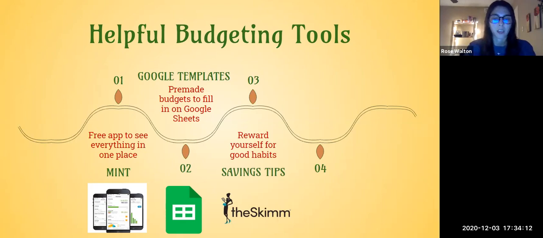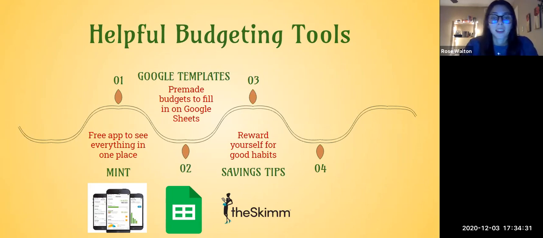And this is just an article from the Skim. It gives you some good savings tips and some things to think about. One of them is rewarding yourself for good habits. So again, kind of going back to budgeting for that trip, saving money doesn't need to be boring or hard. We can always save our money towards something fun as well.